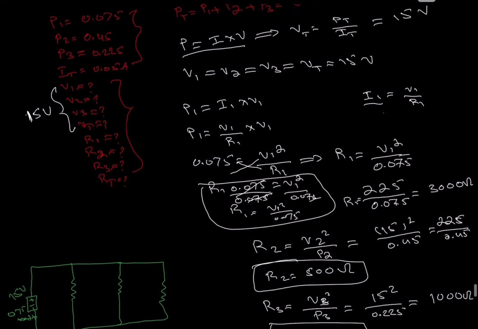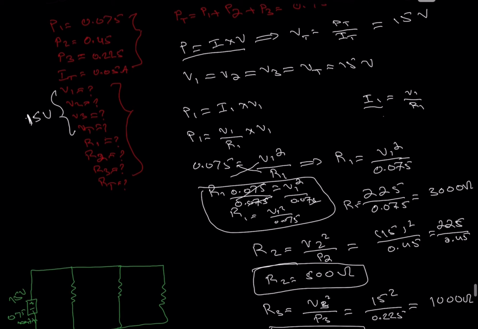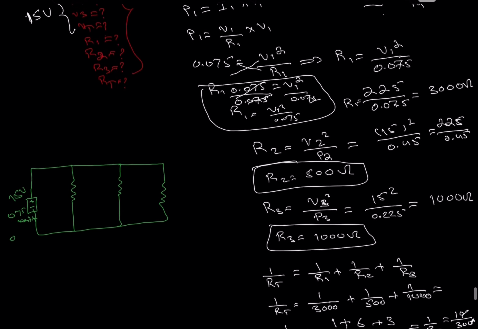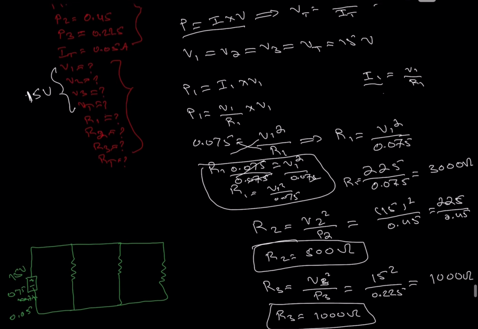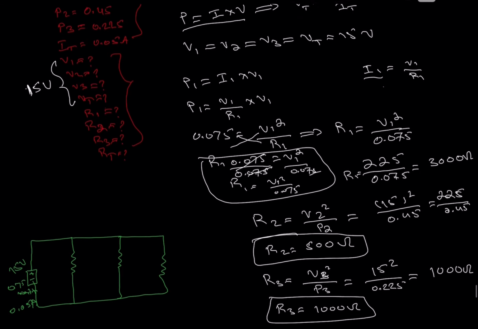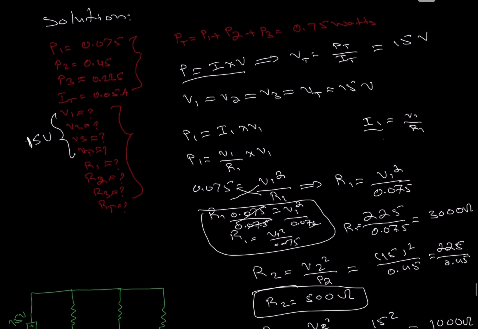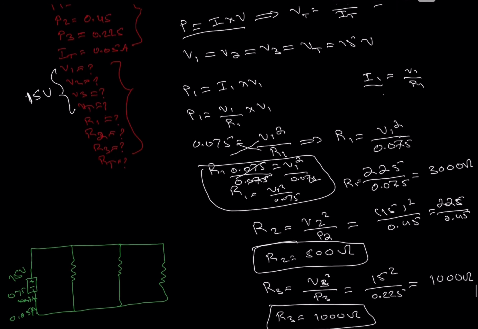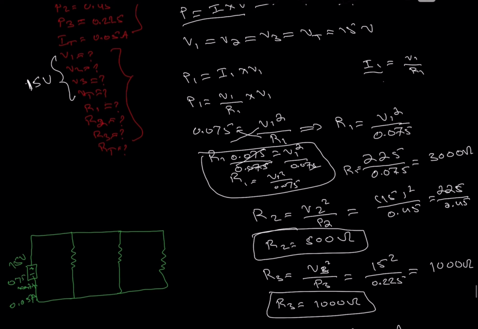And IT was, what did we find? IT was 0.05 amp. And the other values are right here. We found R1, R2, R3, total resistance, and all the way to the total power and everything. RT is 300 ohms, R1 is 3000 ohms, R2 is 500 ohms, R3 is 1000 ohms.